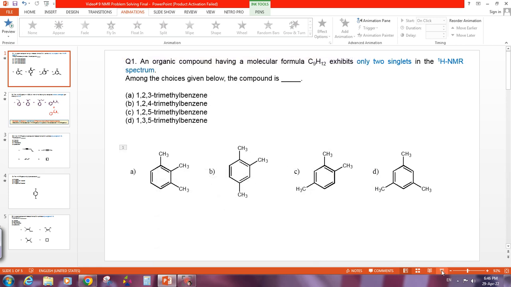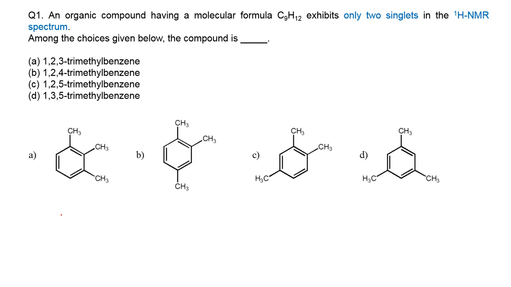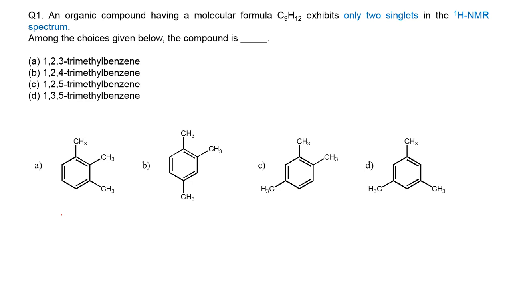In this video, we'll discuss a few more examples from NMR spectroscopy. The first question is: an organic compound having a molecular formula C9H12 exhibits two singlets in the 1H NMR spectrum, and among the four compounds we need to identify the correct one. So these are the structures for these four compounds.